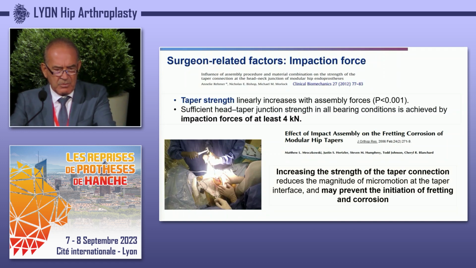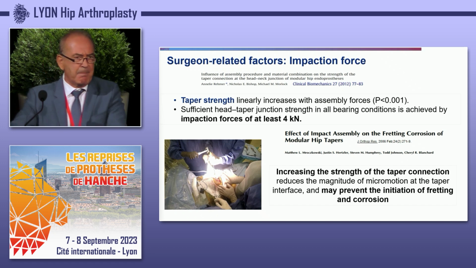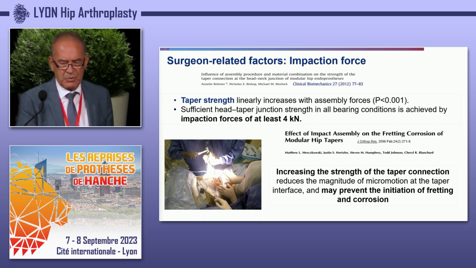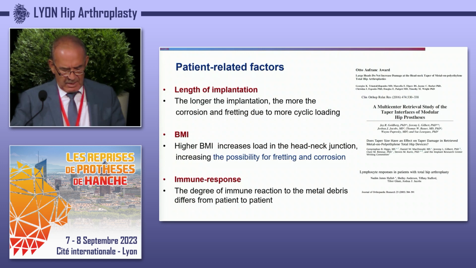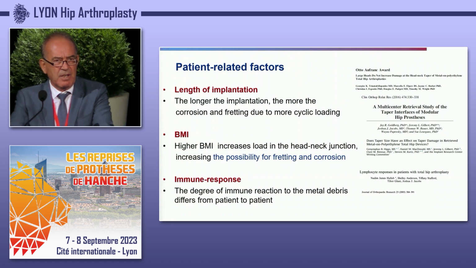We need to impact, as the taper strength linearly increases with assembling forces. What is the sufficient force? Impaction force should be at least 4 kilonewtons in order to have good strength. So increasing the strength of the taper connection reduces the magnitude of micromotion at the taper interface and may prevent the initiation of fretting and corrosion. So that's important. What about the patient-related factors?